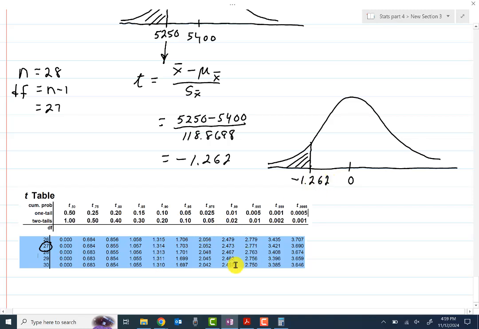They don't have negative numbers in here, so find it between two values. If you look, I think these are the two that we're going to find it between, 1.057 and 1.314. And right here are my two values that I'm going to add together and then divide by 2. So this will be 0.125. That's our p-value.